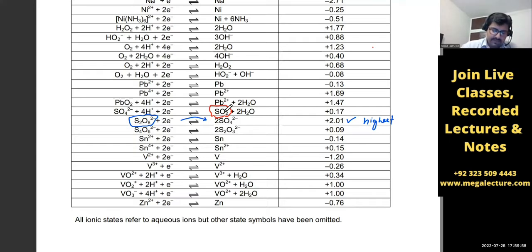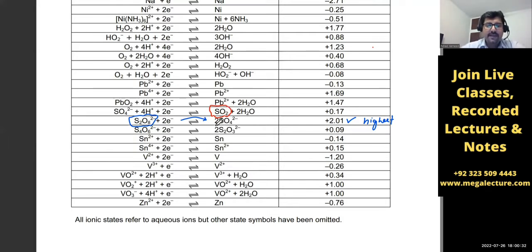The SO2 equation, I'll just copy it over here. It's SO4 2 minus plus 4H plus 1 plus 2 electrons, and it's in equilibrium with SO2 plus 2H2O. And the value is 0.17 volts. That's the first one. We found the SO2 equation.